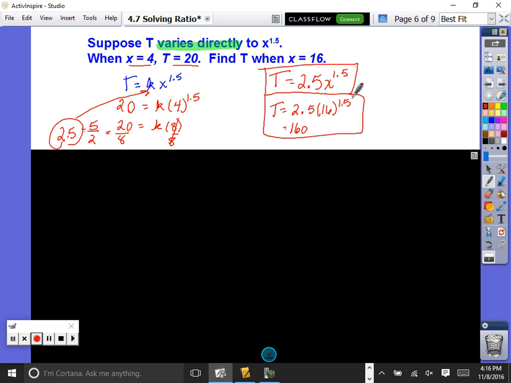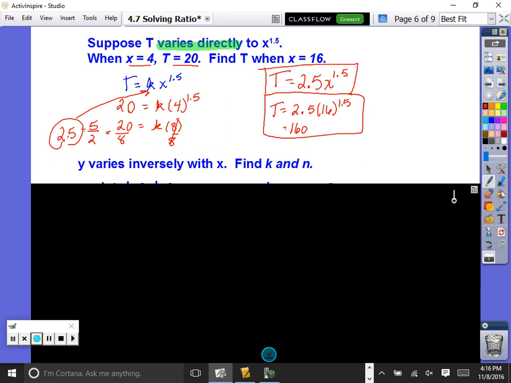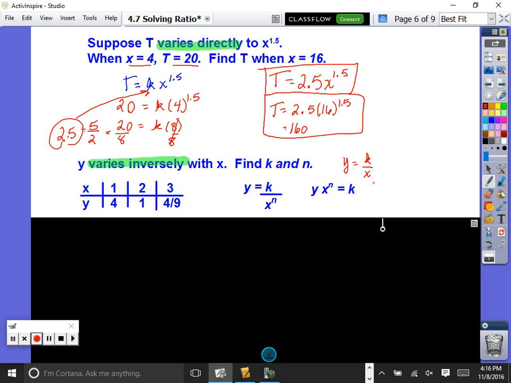And again, that's direct variation when you multiply. So if I multiply with direct variation, when I would do indirect or inverse variation, I would have to divide. So this reads y varies inversely with x. So then that becomes y equals k divided by x. And we are not sure of our power of n. So we are going to have to try different ones.